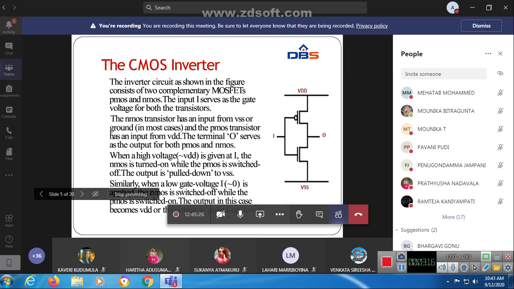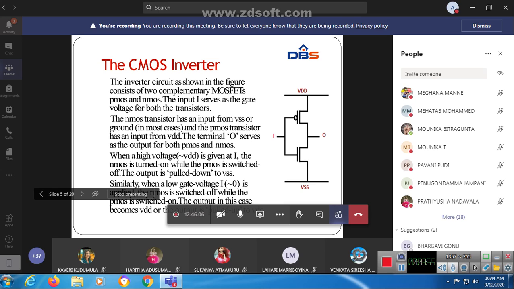Here the two inputs of both the PMOS and NMOS transistors are combined. I give a single input to both transistors, and in between the PMOS and NMOS we get the output of the device. When we combine these two, it works as an inverter. The inverter circuit as shown in the figure consists of two complementary MOSFETs, that is PMOS and NMOS. The input I serves as the gate voltage for both the transistors.